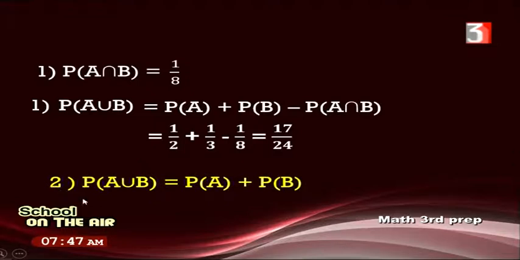The second condition, the two events are mutually exclusive. It means that A intersect B equals phi, and its probability equals 0. It means that P of A union B just equals P of A plus P of B. P of A equals 1/2 and P of B equals 1/3. This means that P of A union B equals 5/6.